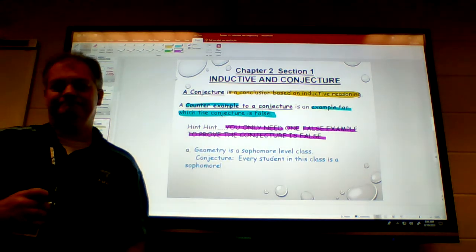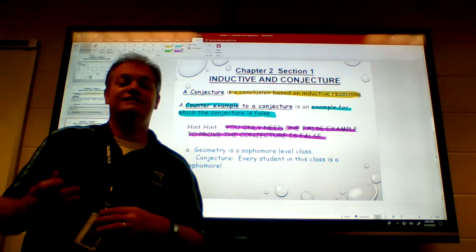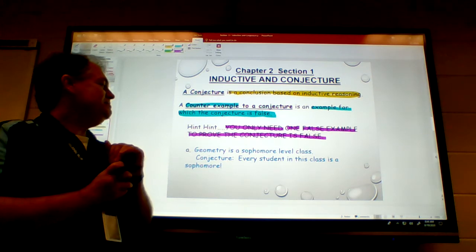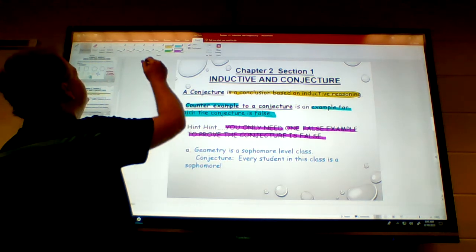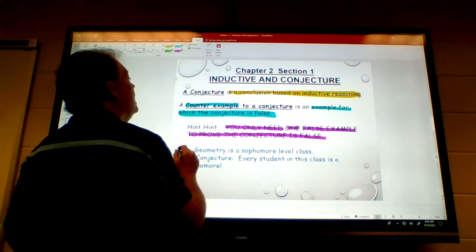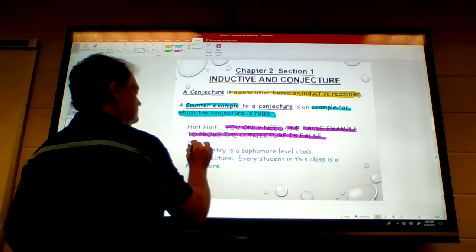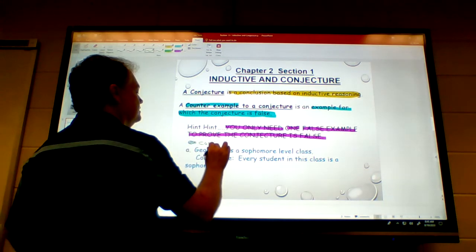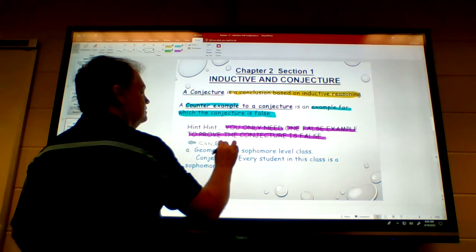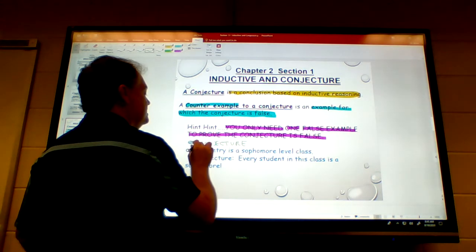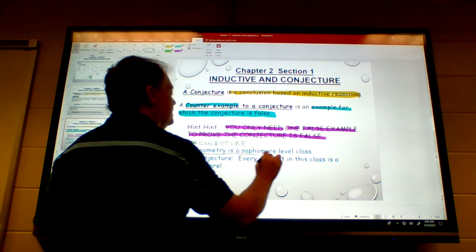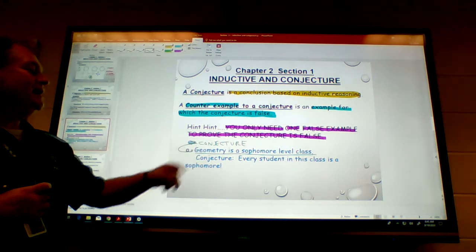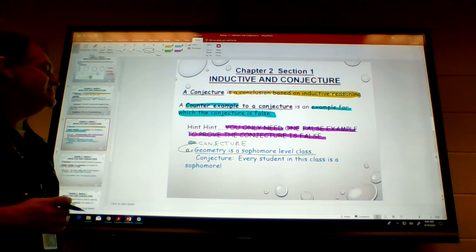All right. Now, I love using this example every year. Geometry. This is my conjecture. Actually, let's use green. Conjecture. The conjecture is this, and I'm going to underline it. Geometry is a sophomore level class. So the conjecture is every student in this class is a sophomore.